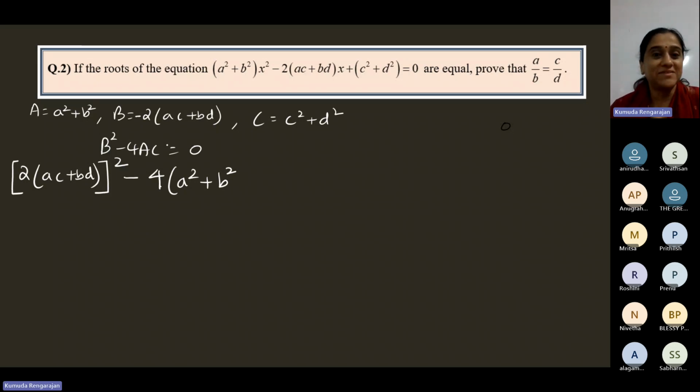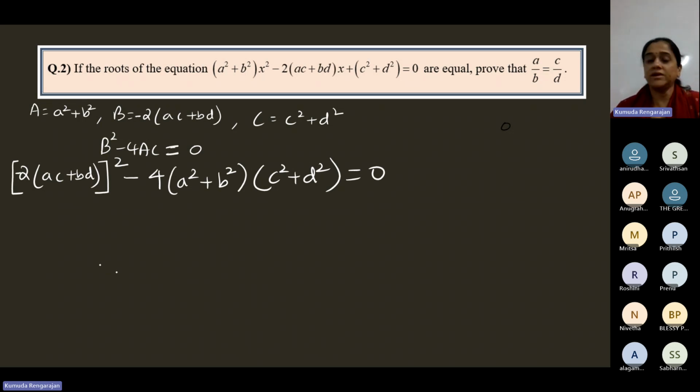Yeah, b is minus 2 of ac plus bd. Correct? So minus 4 into a into c is equal to 0. All right. So now this will be minus 2 squared is 4, then ac plus bd whole square, minus 4 into this one is equal to 0.